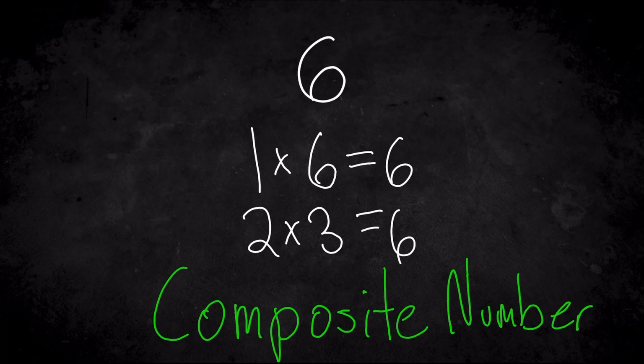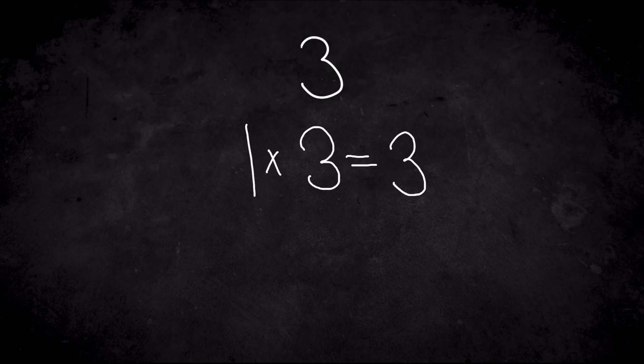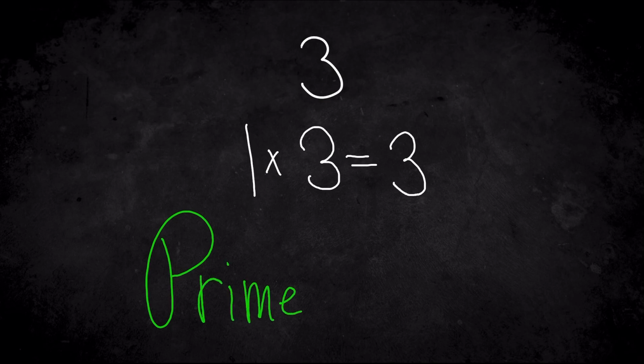Now, let's do a few examples. So we have 3. 1 times 3 equals 3. And these are the only whole numbers that are factors of 3. So that is two factors, 1 and the number itself. So that means that since it only has two factors, this is a prime number, since it has no other factors than 1 and 3.